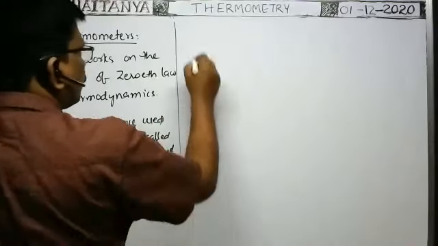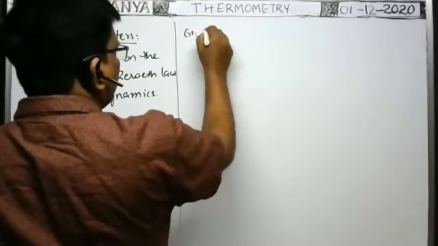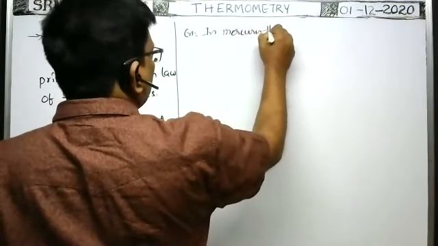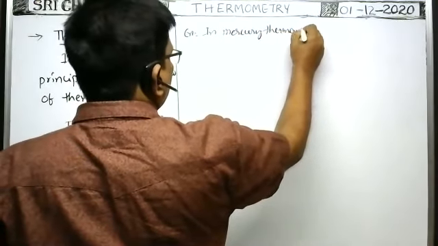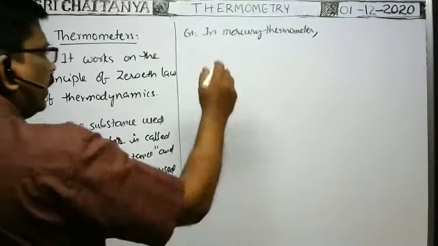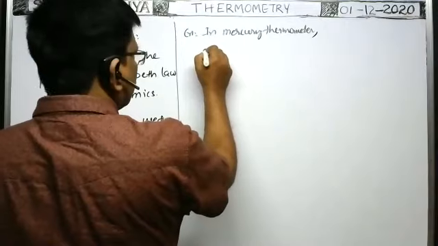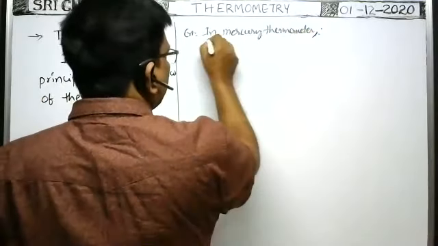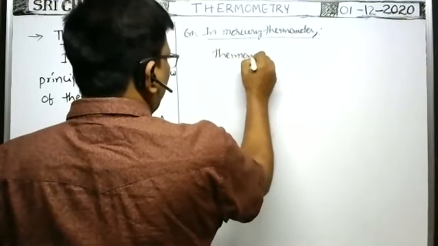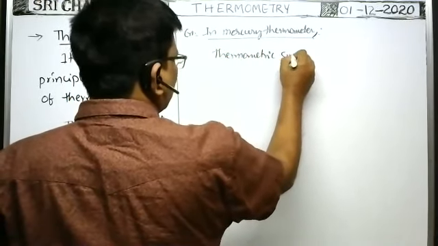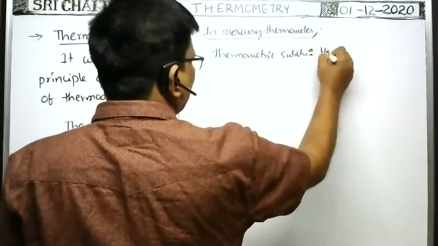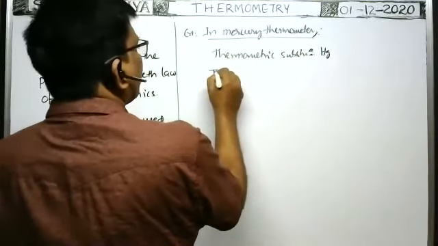Example: in a mercury thermometer, the thermometric substance is mercury. Okay, thermometric property.